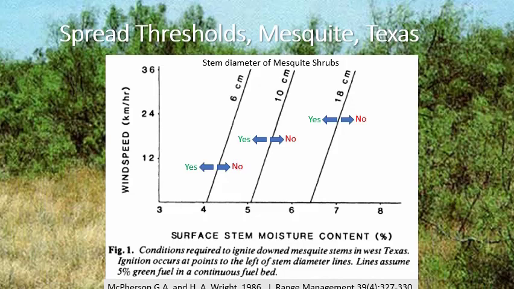Okay, and so look at these lines. Everything to the left of the line means it will spread. And so the bigger the plant canopy, in their study, meant that there's more area to the left of this 18 centimeter line than there is to the right. It means it's more likely to spread. And so on a 6 centimeter diameter mesquite shrub, because the canopy cover, I guess, is a lot less, there's a lot less area to the left, meaning it's less likely to spread for a given moisture content and wind speed.